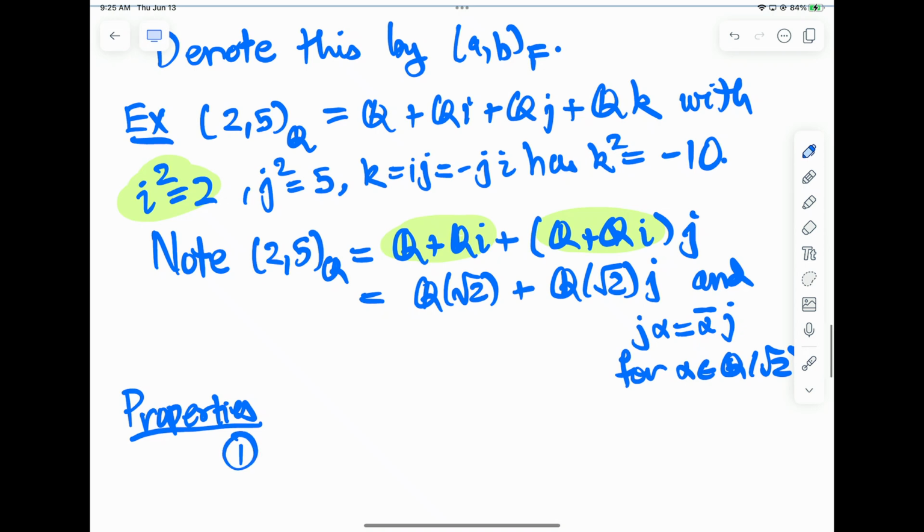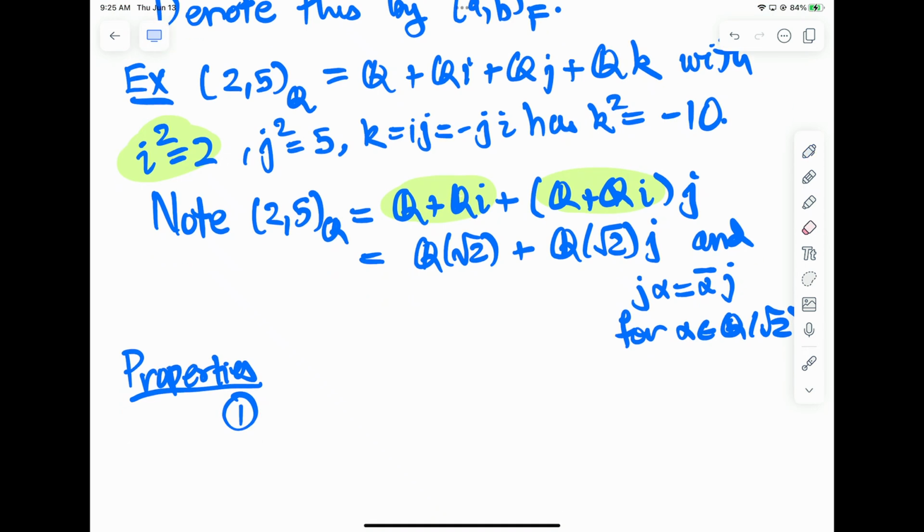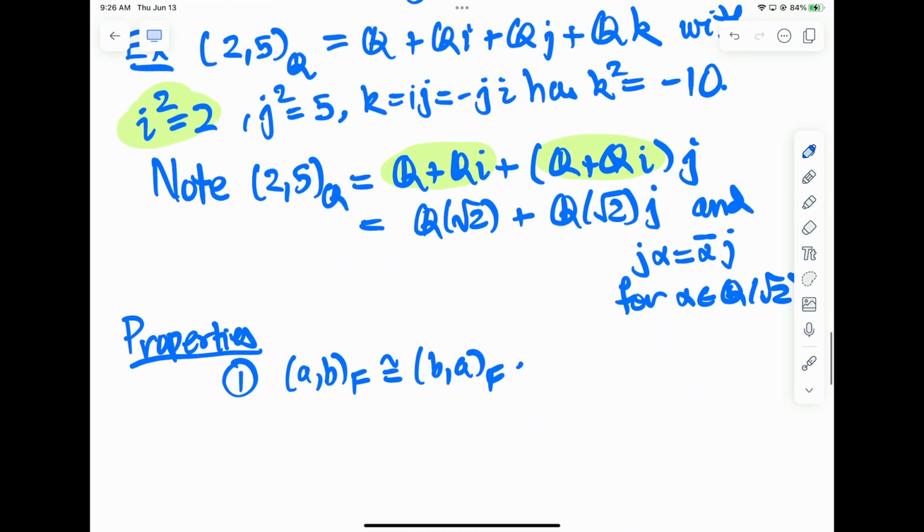So first of all, because of the symmetry, because you can swap the roles of i and j. k is j times i, minus j times i. Anyway, you can easily see if you build the construction with the roles of A and B flipped, you're going to get basically the same ring back up to isomorphism.